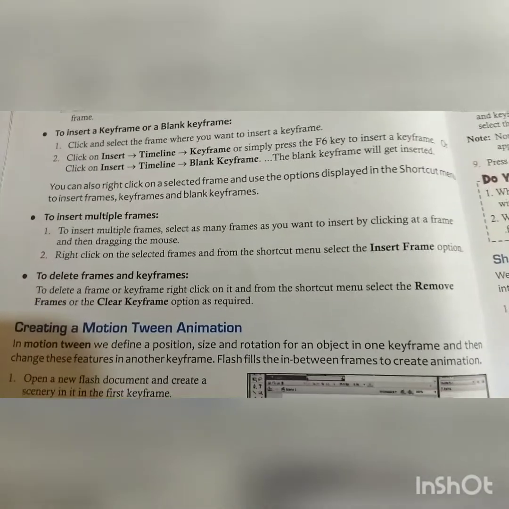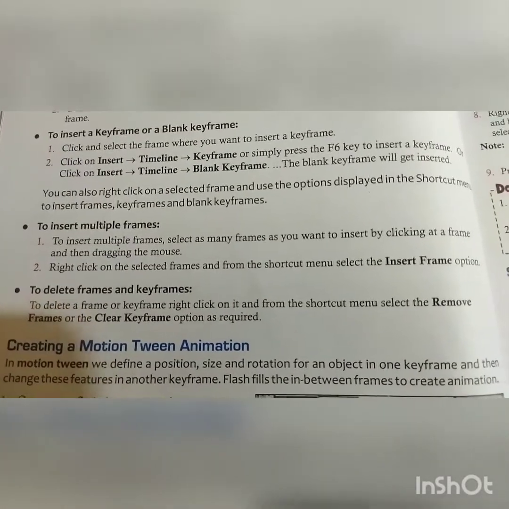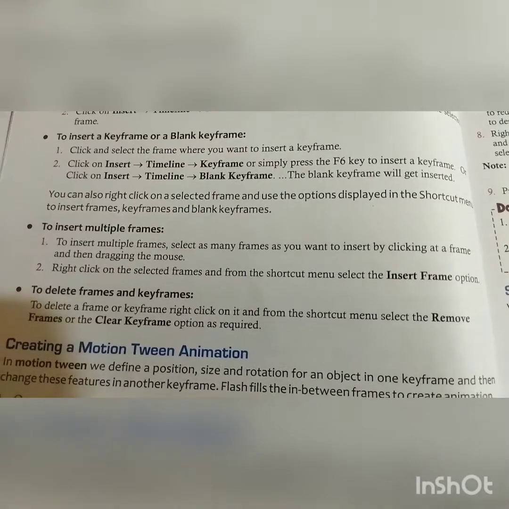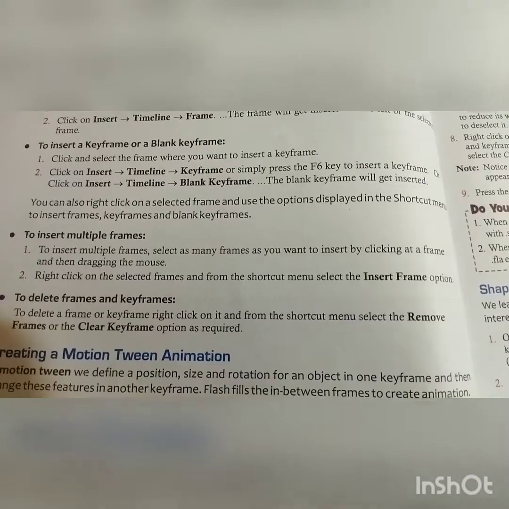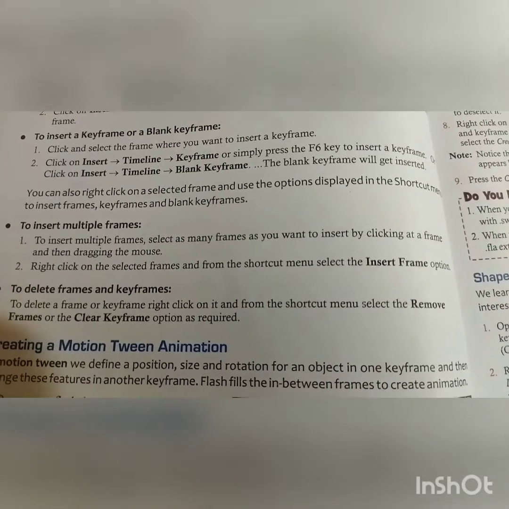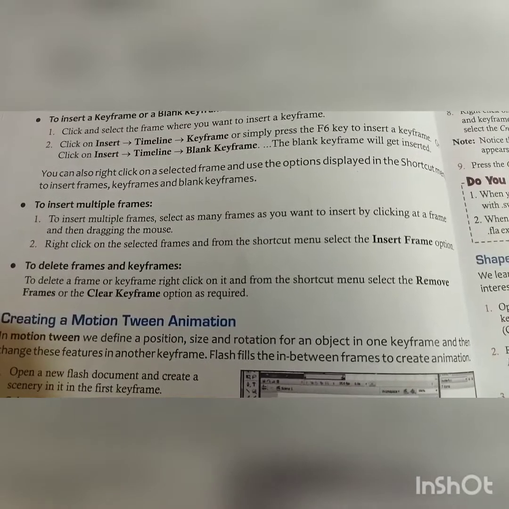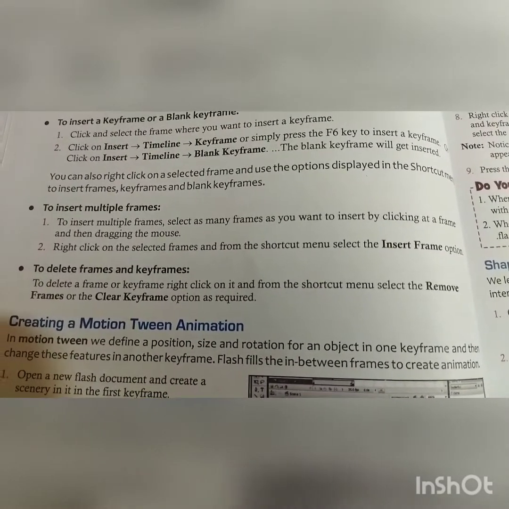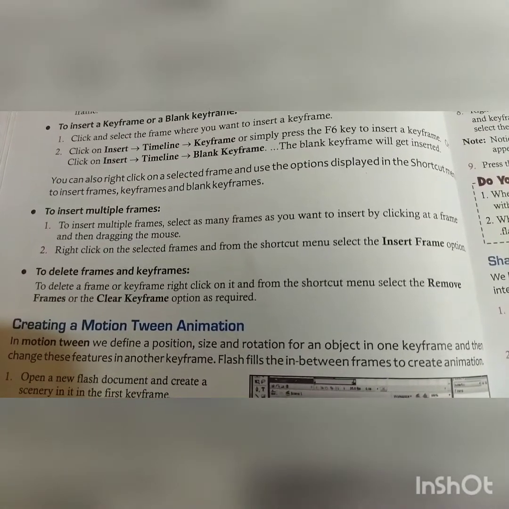The same steps apply to insert multiple frames and to delete frames and keyframes. To insert multiple frames, select as many frames as you want to insert by clicking at a frame and then dragging the mouse. Then right click on the selected frames and from the shortcut menu select the insert frame option. Then delete frames and keyframes. To delete a frame or keyframe, right click on it and from the shortcut menu select the remove frame or clear keyframe option as required.